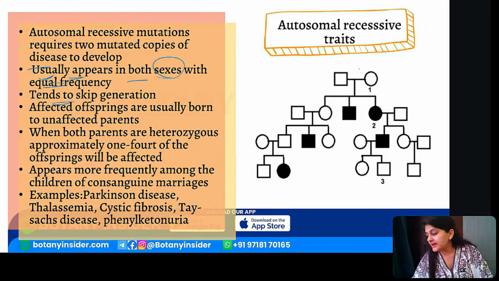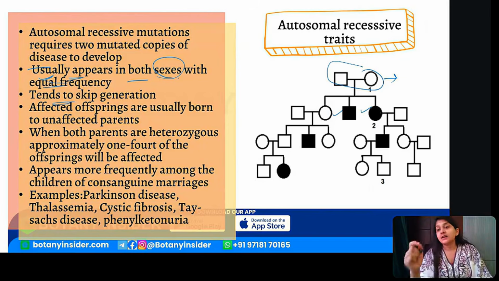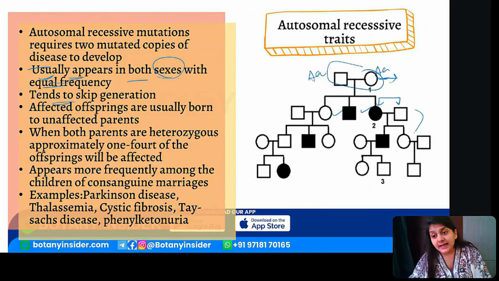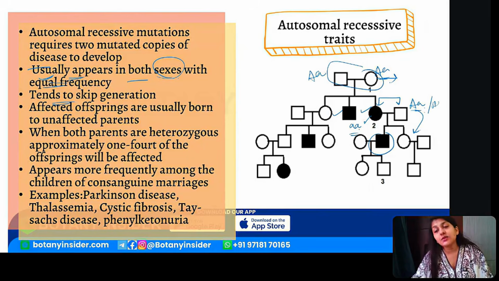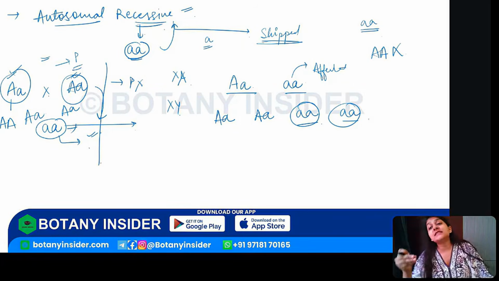See over here, in this, the parental generation is not having it, and the children are having it. That means both of them were having heterozygous condition. In the next segment over here, you have two of these being here, but in the next generation also one is here. So the affected is small a. So in this scenario, in the next generation and in the previous generation, both the scenarios are there. Like in both of them, we are seeing the trait being showcased. So it tends to skip generation.